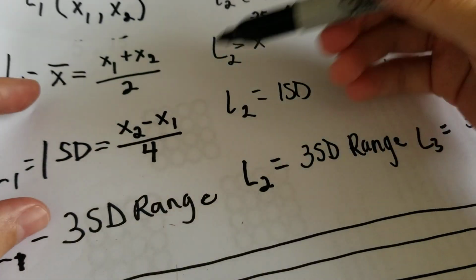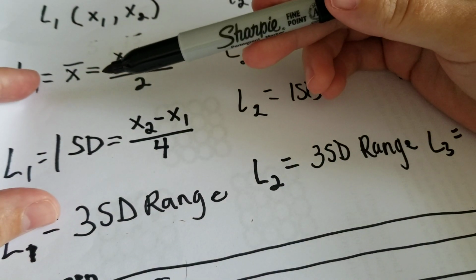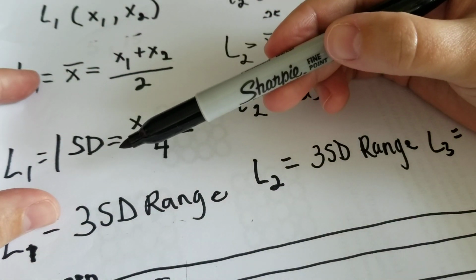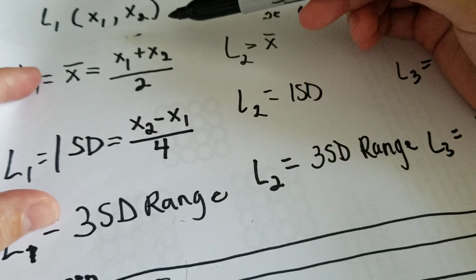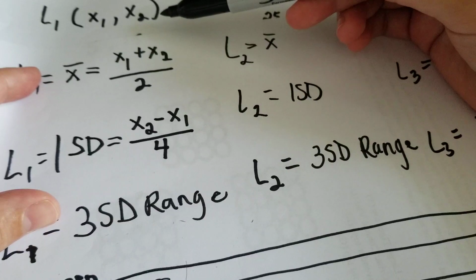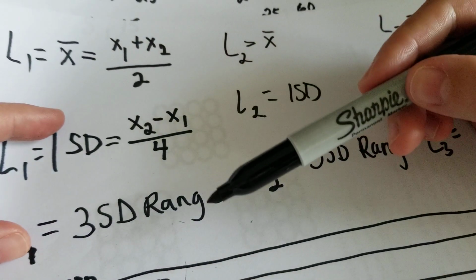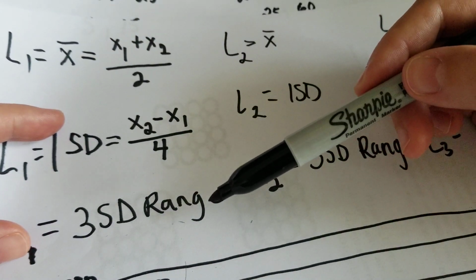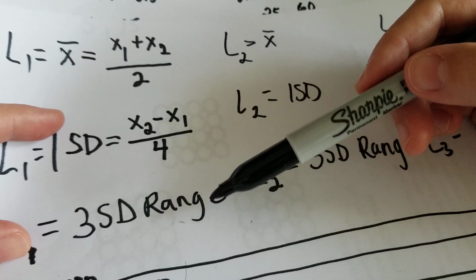All right, so far we have the equation for the mean, we have the equation for 1 SD, and this is all from knowing that 2 SD range. You're always going to be given the 2 SD range, okay? So now we're moving on to the 3 SD range. How do we figure that out?